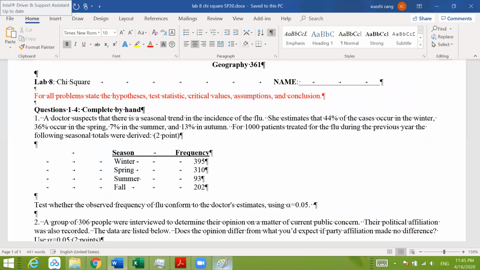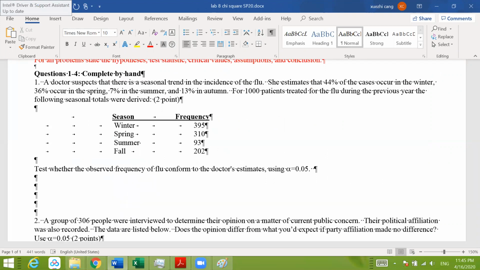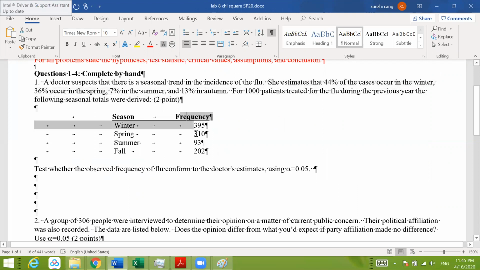So let's go to our question. First we do question 1. In question 1, we have some estimated values and we have some observed values. The total sample count is 1,000. Then we want to know whether our estimated values can represent the observed values. Let's write down our hypothesis first.